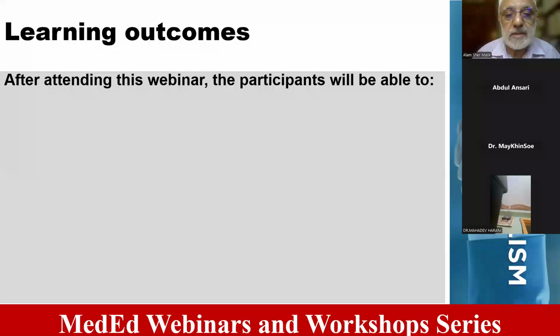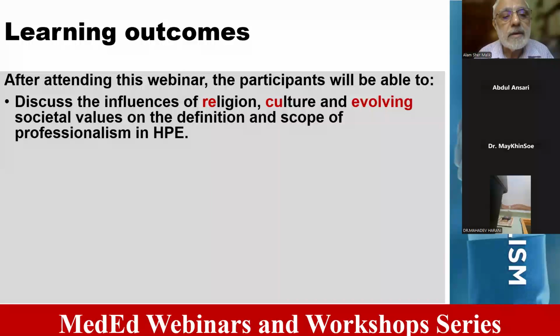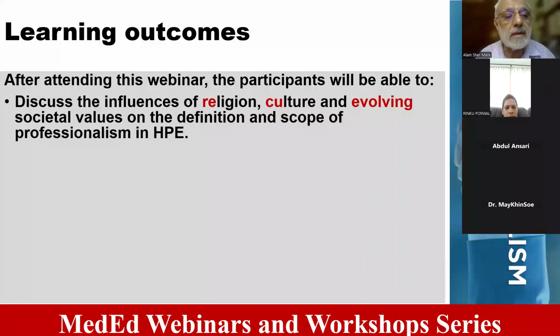After attending this webinar, the participants will be able to, number one, discuss the influences of religion, culture, and evolving societal values on the definition and scope of professionalism in health profession education. We know that the scope and definition of professionalism may not be static and it would change, especially with evolving societal values, and we will discuss that.